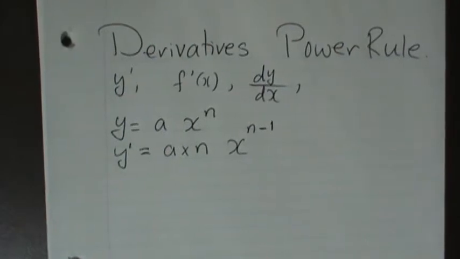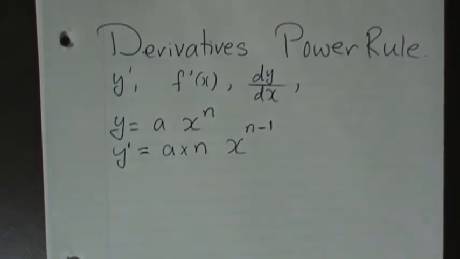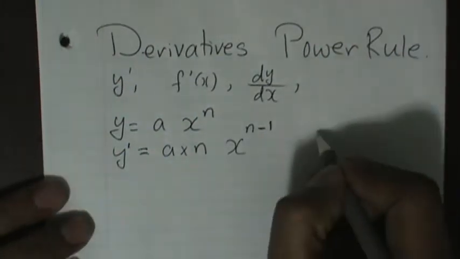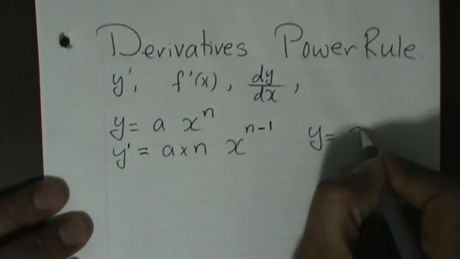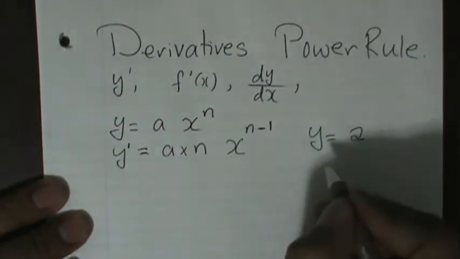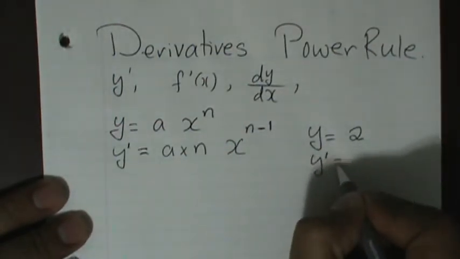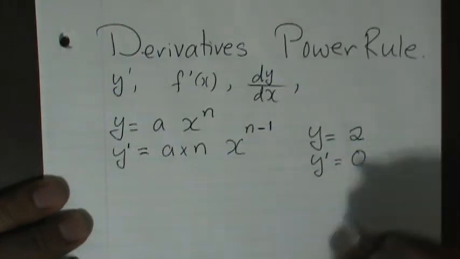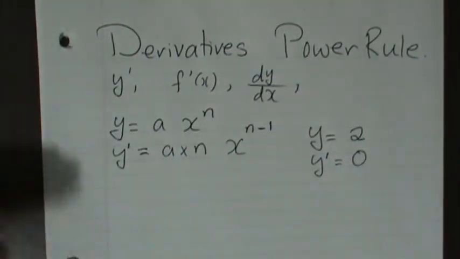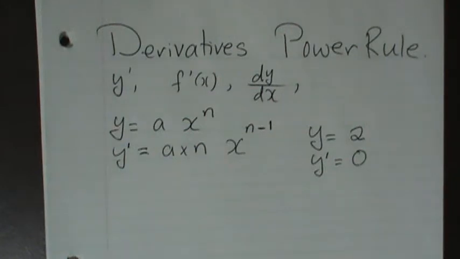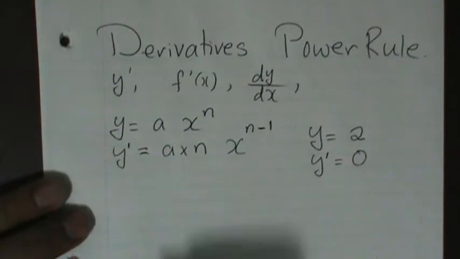What is the derivative of a constant? The derivative of a constant without any variable is equal to 0. For example, y equals 2, and the derivative of this, y prime, would equal 0. Why is that? Let's prove it using some basic skills that we learned back in lower grades, exponent laws.